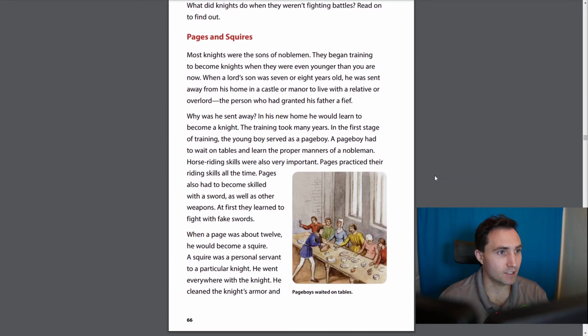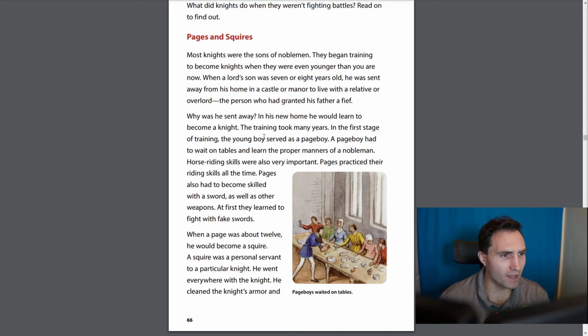All right, most knights were the sons of noblemen. They began training to become knights when they were even younger than you are now. When a lord's son was 7 or 8 years old, maybe some of you guys are 8, maybe even 7, some of you guys are a little bit older than that. So imagine being 7 or 8 and being sent away from your home in a castle or manor to live with a relative or overlord, the person who had granted his father a fief.